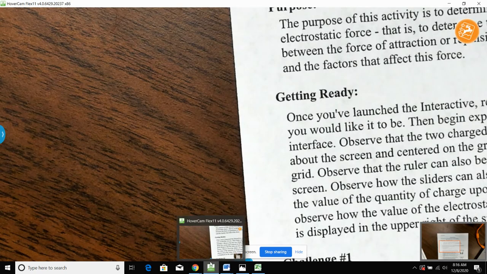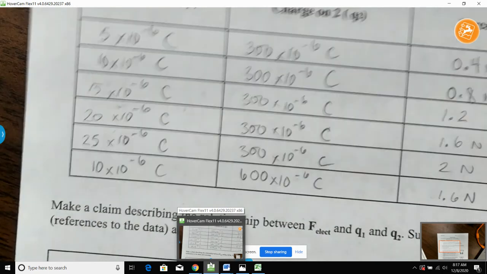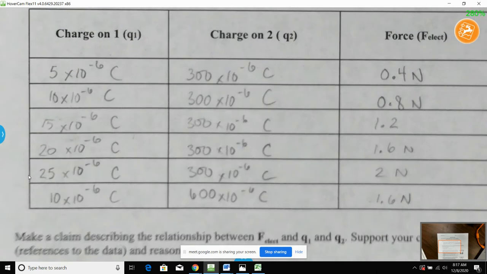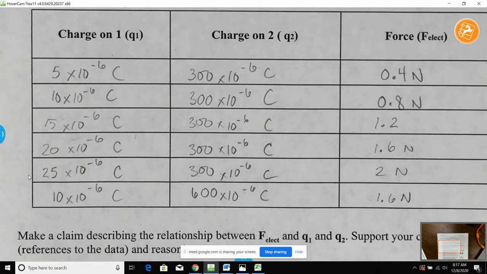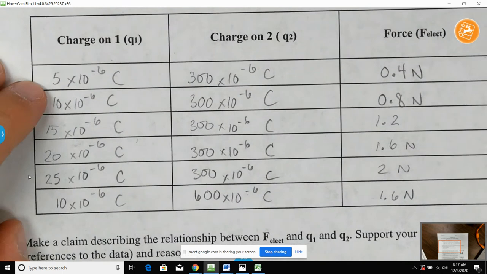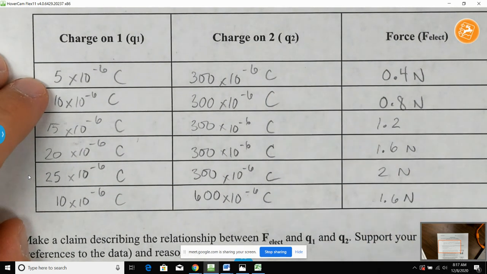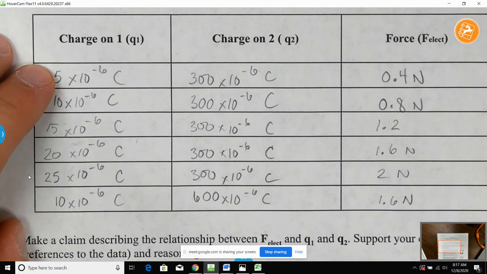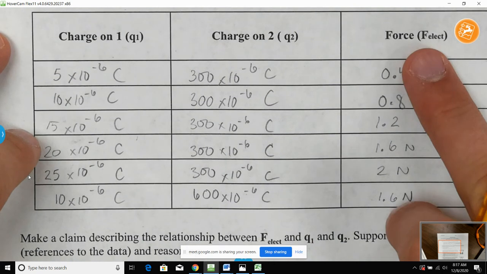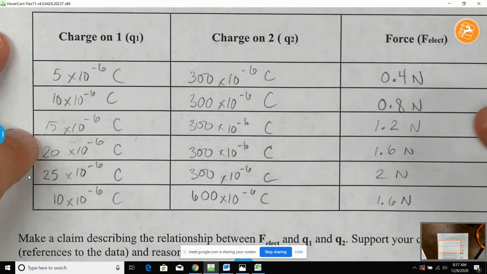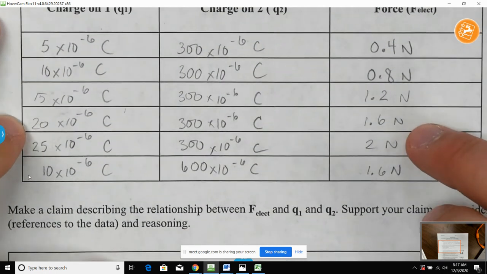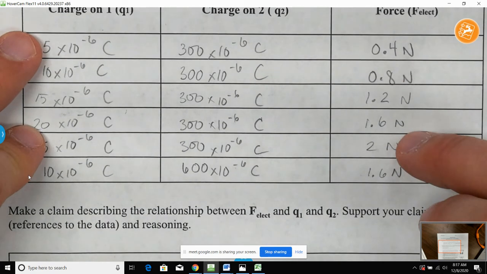After you guys have gotten your data, these are the numbers that I wound up picking and using here. What I wound up doing, like the directions said, was systematically increasing this one while keeping one of the values the same. So by doubling this to 10, we doubled the force. By tripling it from its original value, we tripled the force. By increasing it by a factor of 4, we got it to 1.6. By a factor of 5.